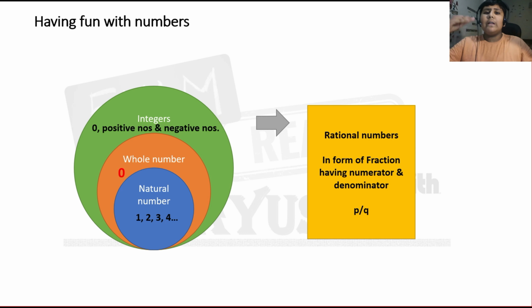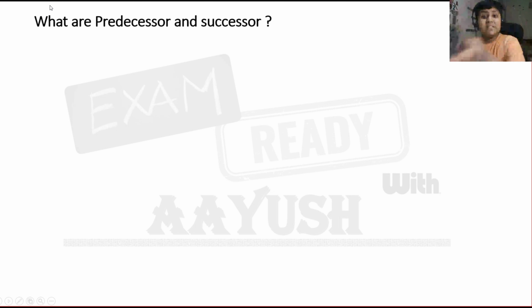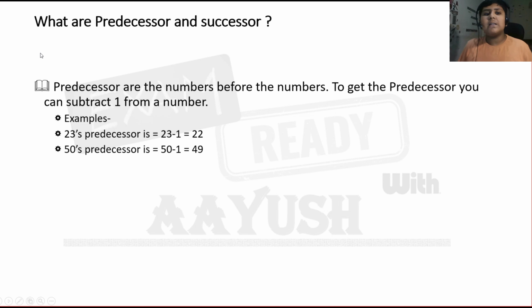Let me also give you some more insight on numbers before a number and numbers after a number. You might be confused. Don't worry, I am here. Okay. So I was talking about the predecessors and successors. Predecessors are the numbers which just come before the actual number. Like 3 comes before 4, so 3 is the predecessor of 4. To get the predecessor, you can subtract 1 from the number. Like here, 23's predecessor is 23 minus 1 equal to 22. So here 22 is the predecessor of the number 23. 50's predecessor is 50 minus 1 equal to 49. So here 49 is the predecessor of the number 50.